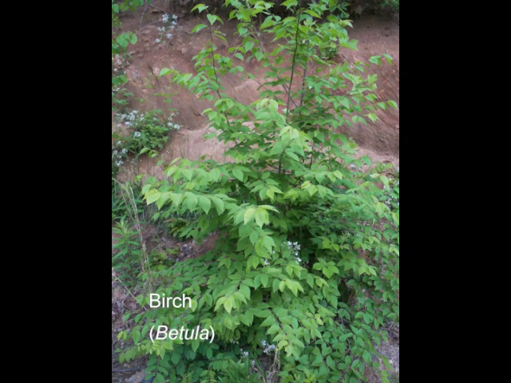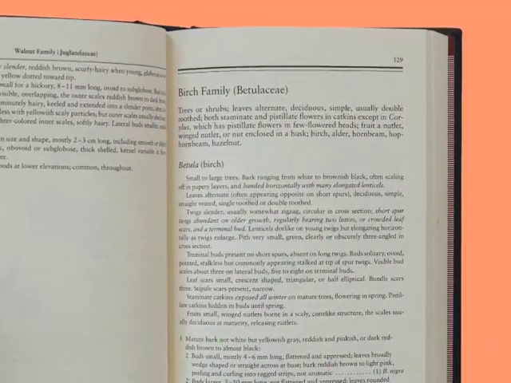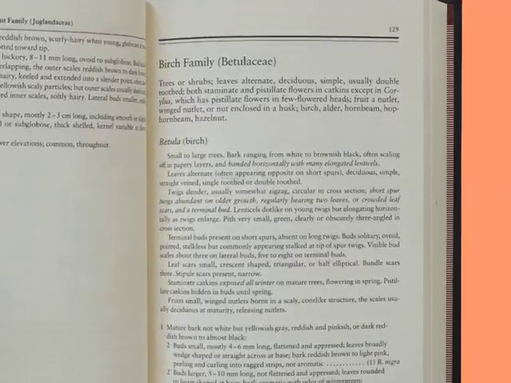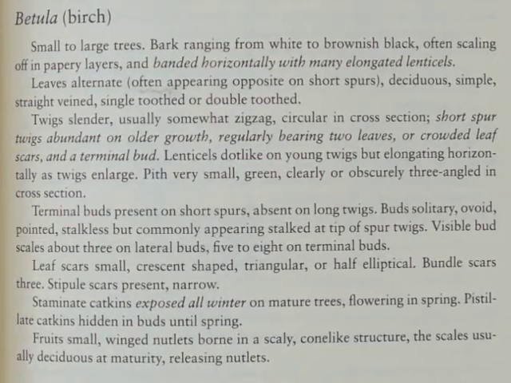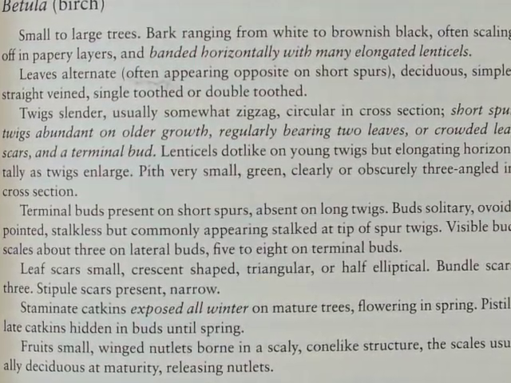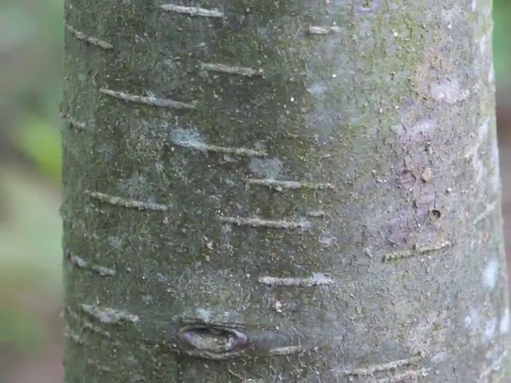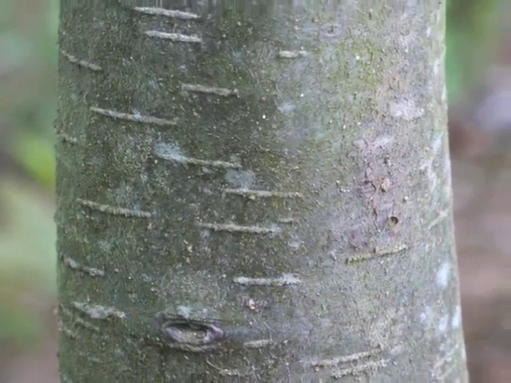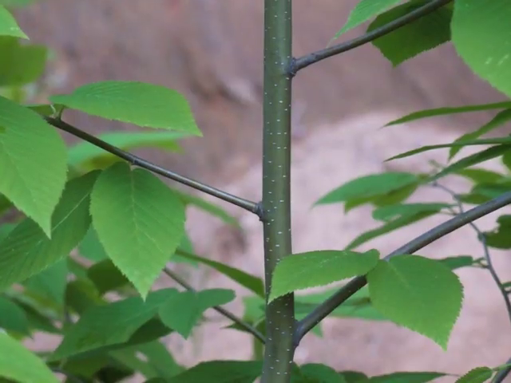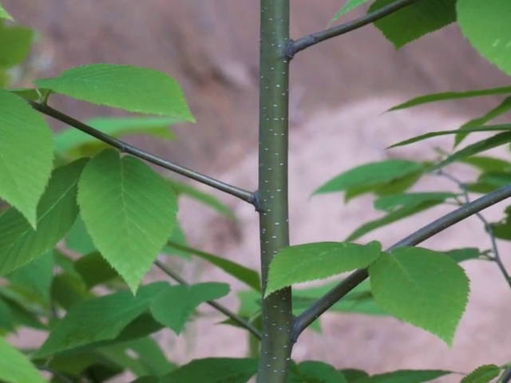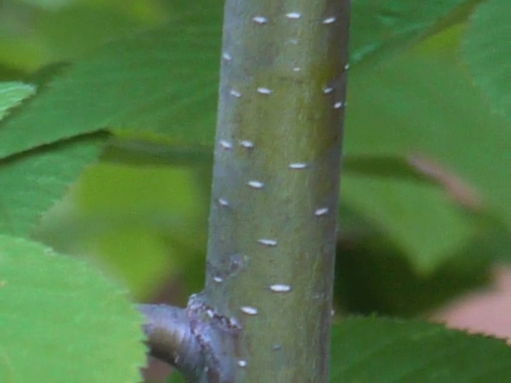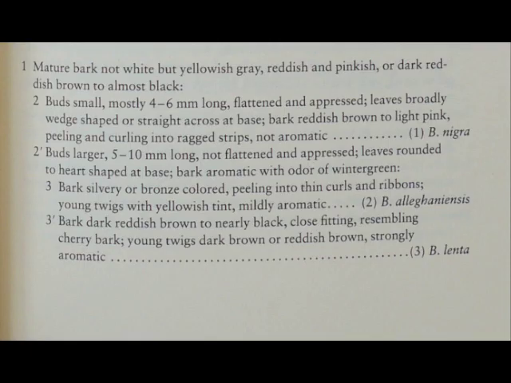Turning to page 129, we read more information about the Betula genus, which helps confirm we're on the right track with our unknown tree. Some pieces of information which we can match with this tree include these statements. Bark banded horizontally with many elongated lenticels. Twigs slender, usually somewhat zigzag. Lenticels dot-like on young twigs, but elongating horizontally as twigs enlarge. Let's see if we can get the species for this tree.